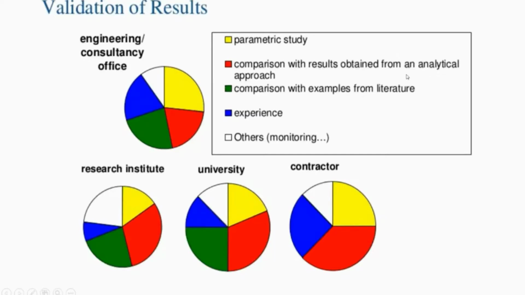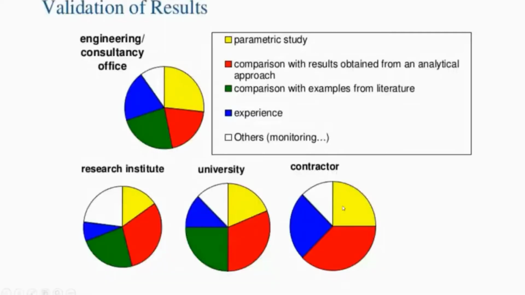Comparison with the results obtained from an analytical approach: we can compare the analytical approach results with the results from Plaxis, which gives us the validation of Plaxis. Then comparison with examples from the literature. Because we already have these literatures, we can compare these things with this software. Experiments can be done with this, and monitoring can also be checked with this.